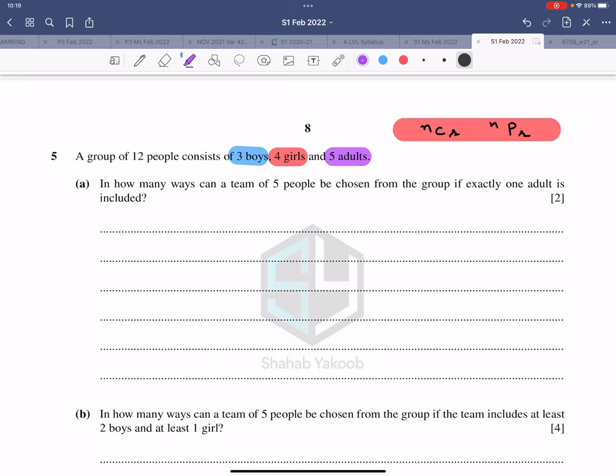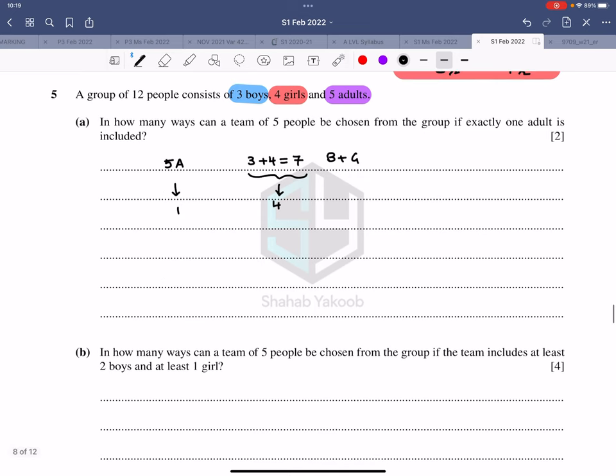So basically there are 5 adults and 3 plus 4 equals 7 boys and girls, that is teenagers. So this is boys and girls combined together. If 1 adult is included, that means you have to include the rest of the 4 from here. So therefore, this would be 5C1 multiplied with 7C4. That is the answer for this particular part. So this is a concept of simple combination that you apply.